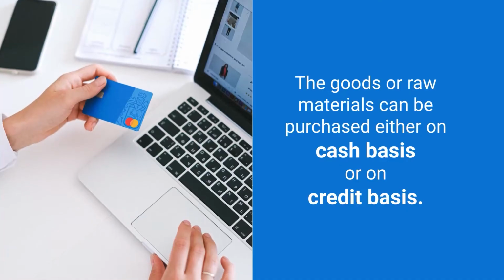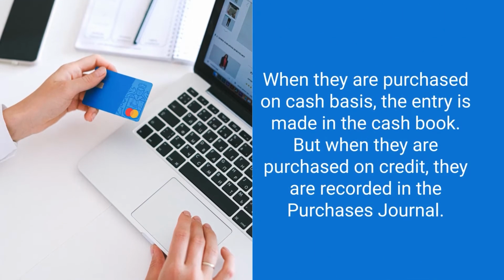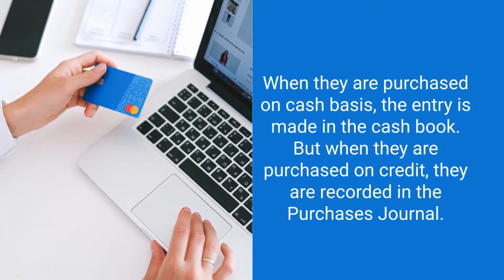So, well, friends, the goods or raw material can be purchased either on cash basis or on credit basis. When they are purchased on cash basis, the entry is made in the cash book. But when they are purchased on credit, they are recorded in the purchases journal. So, let us see the format of purchases journal.